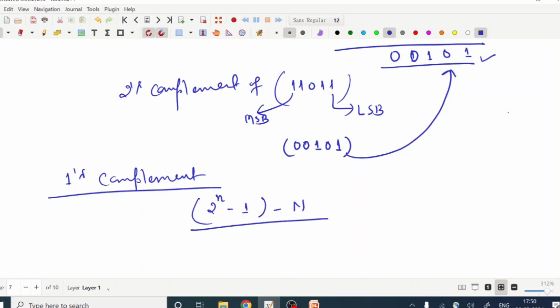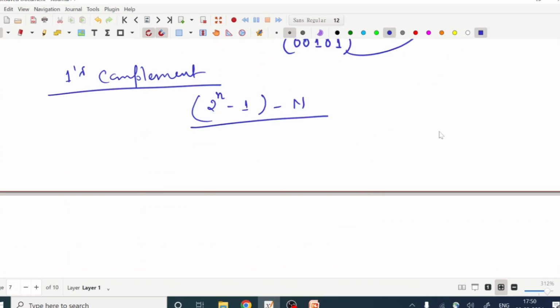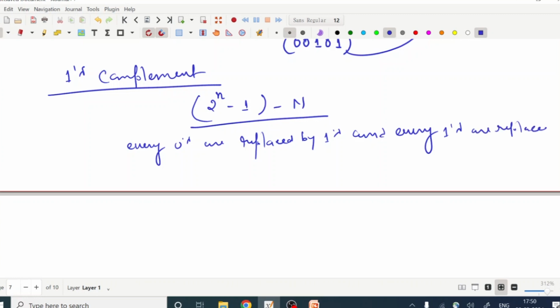This is the general formula for finding the 1's complement of any number: every 0 is replaced by 1 and every 1 is replaced by 0. Simply, if the bit is 0, it is replaced by 1, and when the bit is 1, it is replaced by 0.